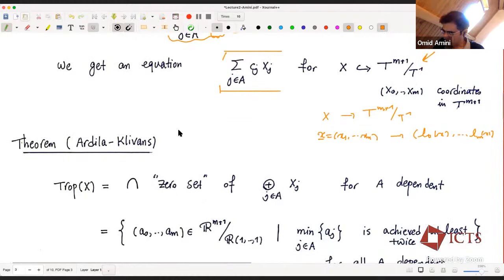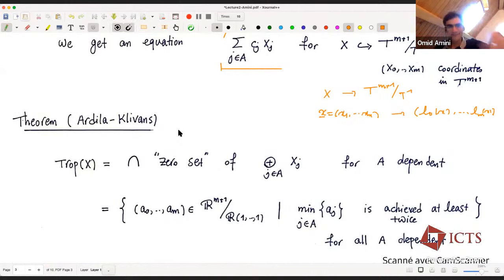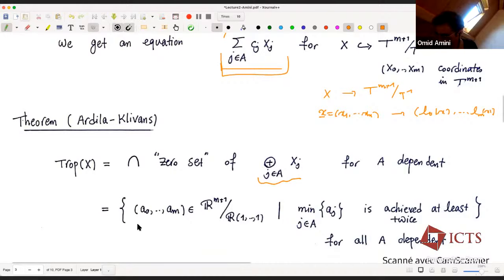And so this is the theorem, which tells you that the tropicalization of X, in the context of complements of hyperplane arrangements, is given as the zero set of the tropicalization of these linear polynomials. Since the c_j are elements of C, the valuation at these elements is zero, and you just replace x_j by x_j, so there is no product. So you get the zero set of this tropical polynomial, which means you look at all the points (a_0, ..., a_m), forgetting about the quotient for now, such that the minimum of these a_i over A is achieved at least twice. And this A is a dependent subset of the index set, because these are exactly the ones which give you these equations.